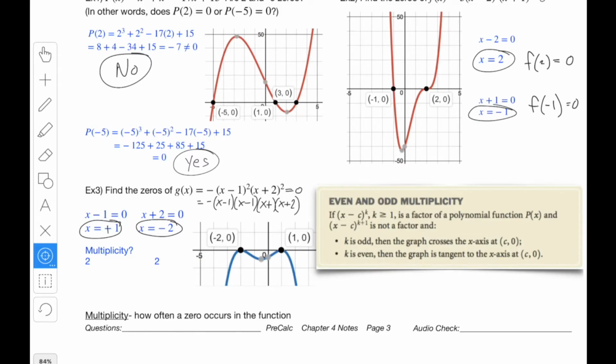So if you know the multiplicity, then you can see whether the graph is just tangent or crosses. K is representing the multiplicity. If the multiplicity is odd, it will cross. If the multiplicity is even, it will be tangent. It will just barely touch the x-axis at only one point.